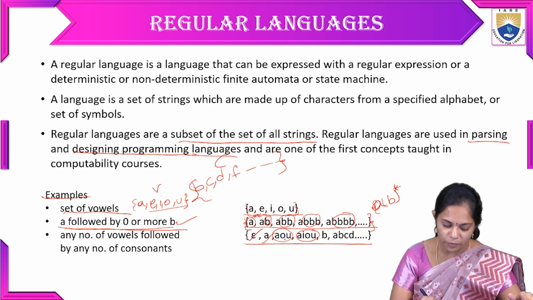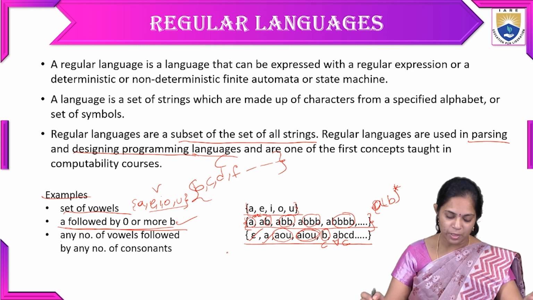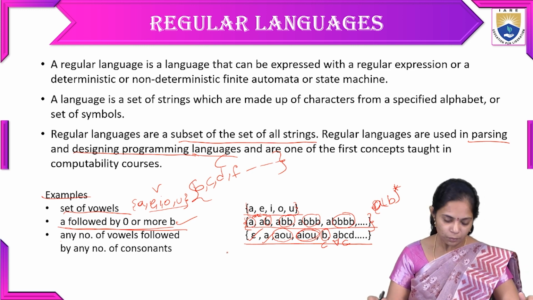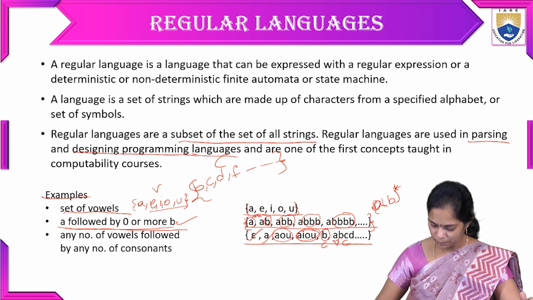It is a combination of all the vowels. Here we have also taken the consonants, and it is a combination of vowels and consonants. Here we have taken only consonants. So it's a combination of all the vowels and consonants. Like this we have to form the regular languages.